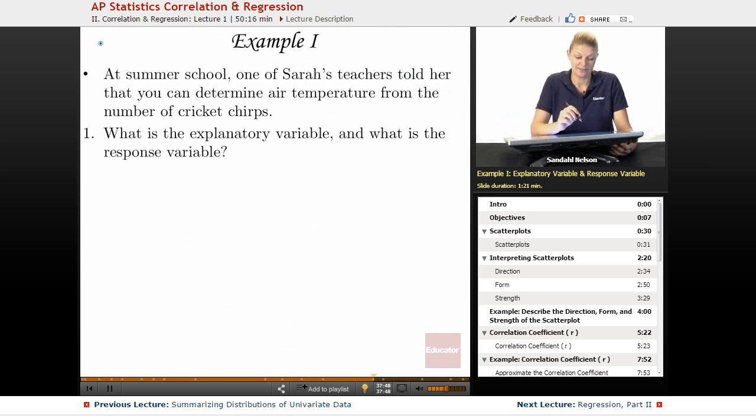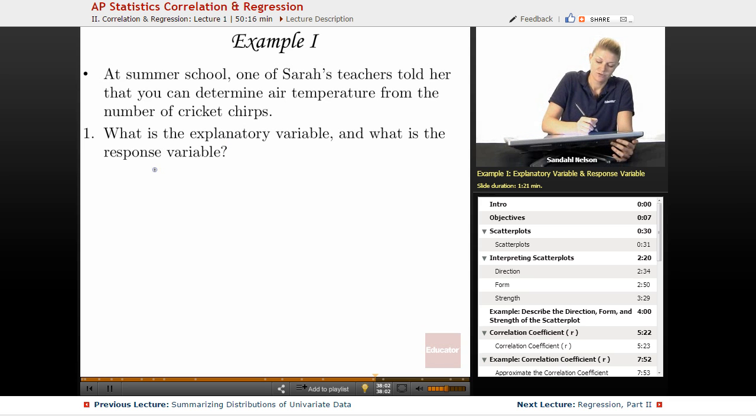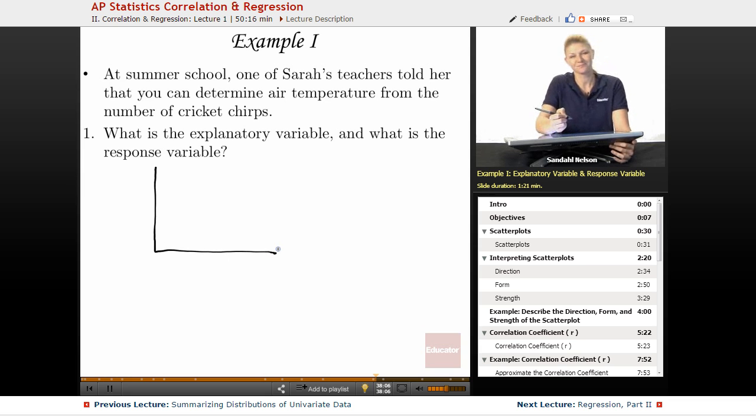Okay, so let's do another example. At summer school, one of Sarah's teachers told her you can determine air temperature from the number of cricket chirps. So what is the explanatory variable and what is the response variable? This is kind of a trick question, because what you think should be the explanatory variable isn't. So you have to get good at reading the story and not just jumping to conclusions of, oh, well, this is what should predict that, but what does it actually say in the problem they're trying to predict?